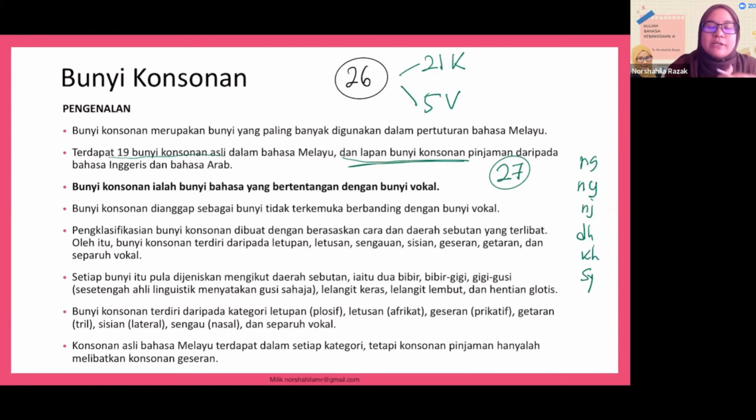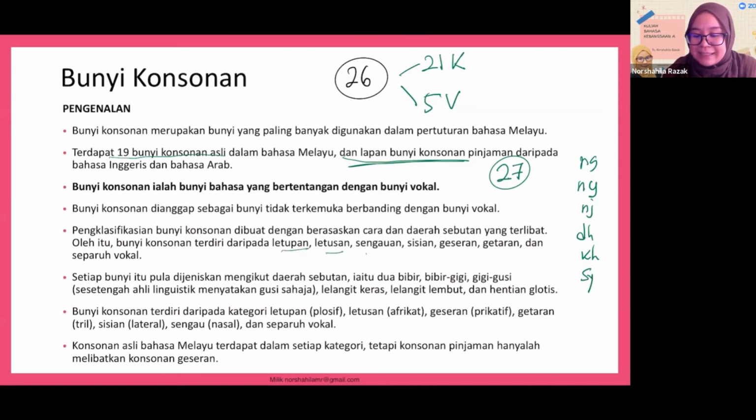Consonant sounds are the opposite of vowel sounds, because vowel sounds are voiced, but consonants can be voiced or voiceless. It depends on the category of the consonants. Tak tahu pula consonant ada kategori. Yes, consonants actually have their own categories, and the categories are like we have here.